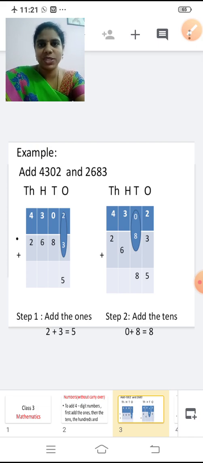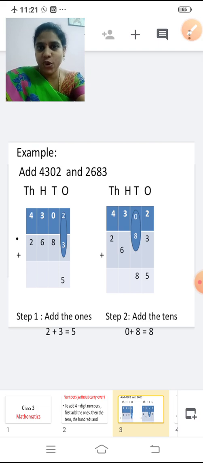We are going to add 4302 and 2683. Shall we add now? So what we have to do first? We'll go step by step now. Step 1 is add the ones place, right?